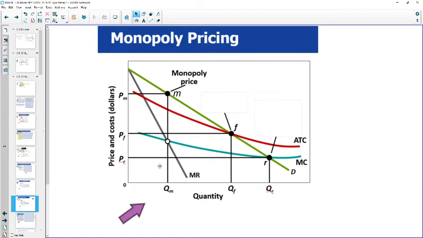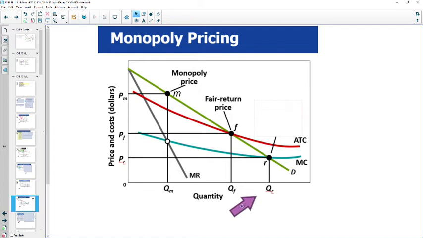But if we wanted a quote-unquote fair return, a fair return that a lot of regulated utilities are allowed to earn, that's where the price from the demand curve is set equal to average total cost. So the intersection of demand and average total cost, which includes a normal profit, will result in a fair quantity and a fair return, including a normal profit.